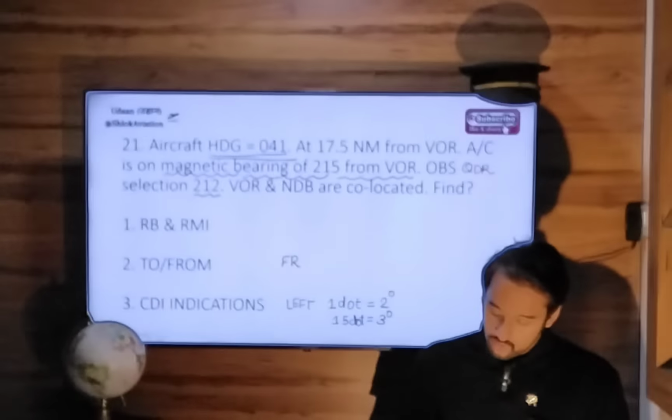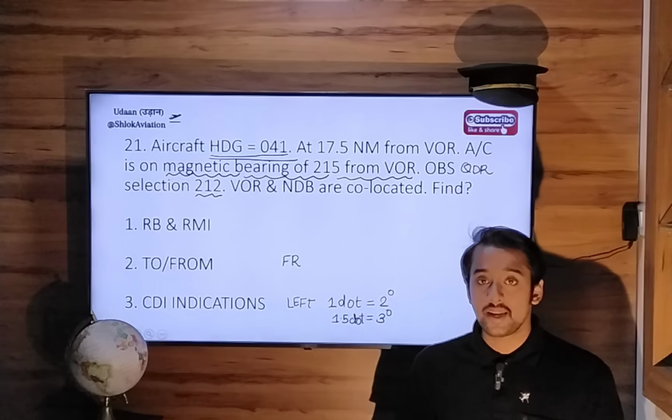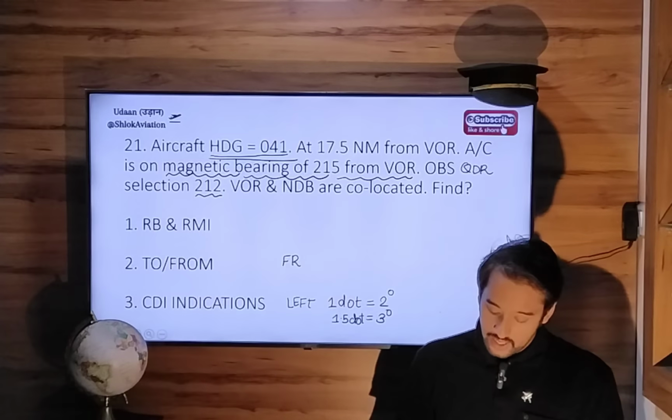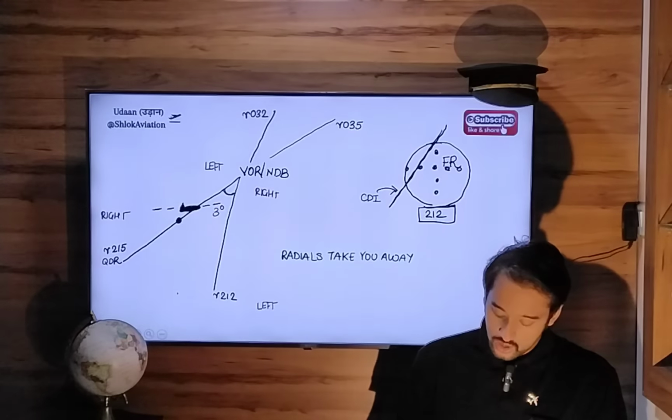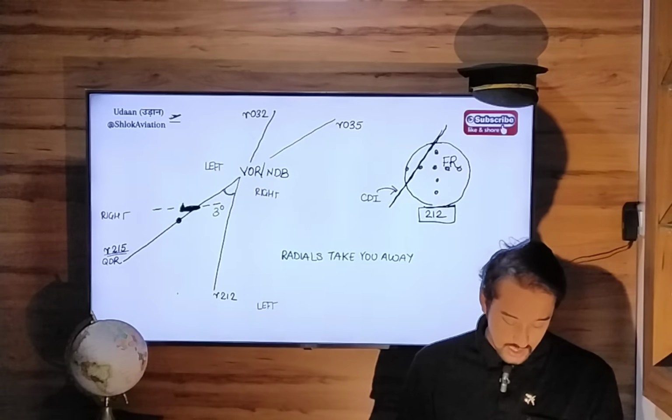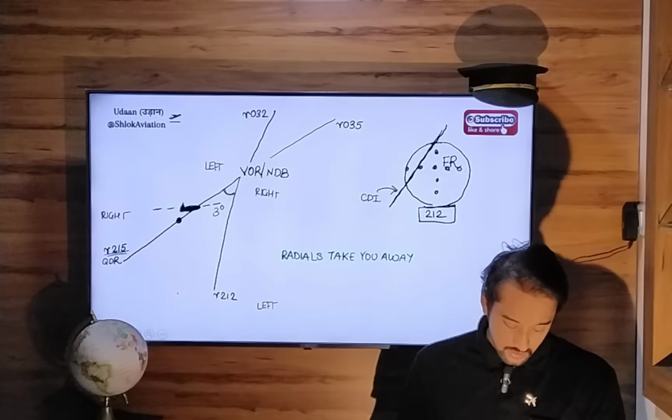Next, what is your relative bearing and RMI indication? Now, relative bearing and RMI indication. QDR is how much? Currently the QDR is 215.